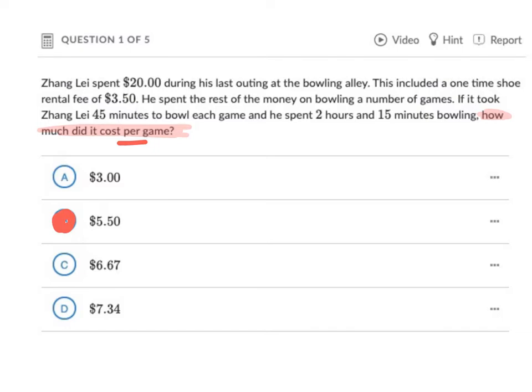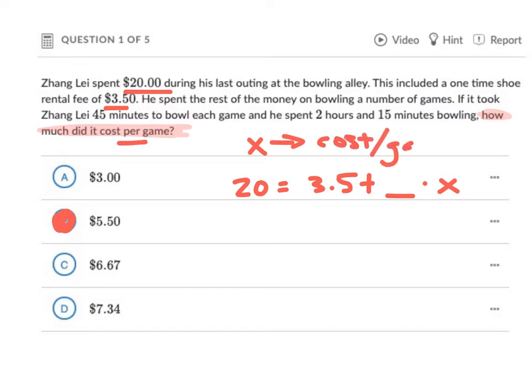I read through the problem, and I said to myself, they spent $20 total. Okay? One-time shoe fee of $3.50. All right? So I wrote out an equation, and I did 20 is equal to 3.5 plus some number times x. Now, x in this case is the cost per game, which is what we're trying to find. The other information that we had was I had to figure out the number of games.